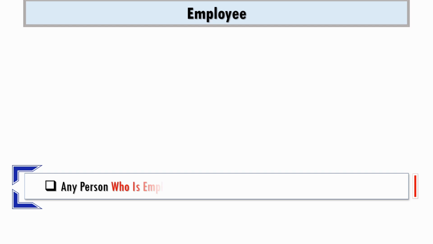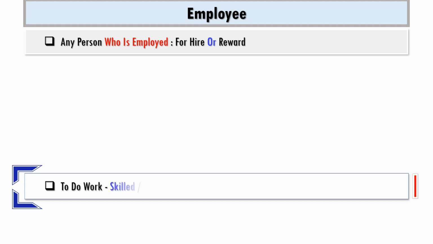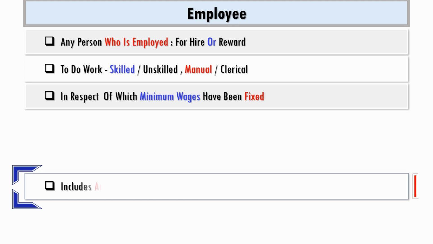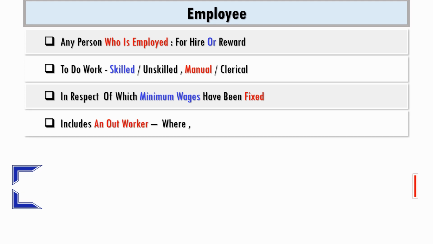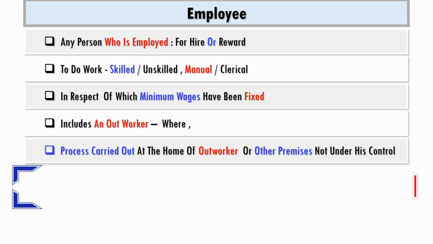The Act gives a comprehensive and supportive definition of employee as any person who is employed for hire or reward to do work, skilled or unskilled, manual or clerical, in respect of which minimum wages have been fixed by the government, and it includes an outworker where the process is carried out at the home of the outworker or at a place not under his control.